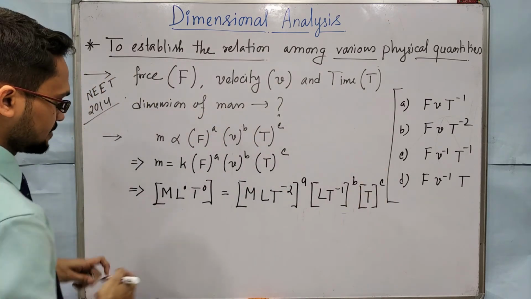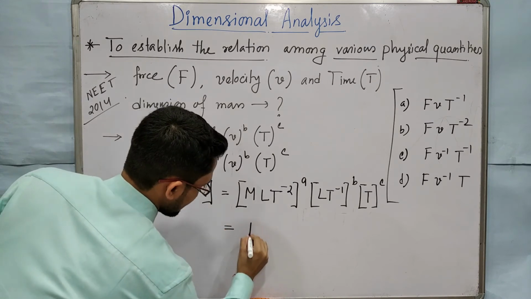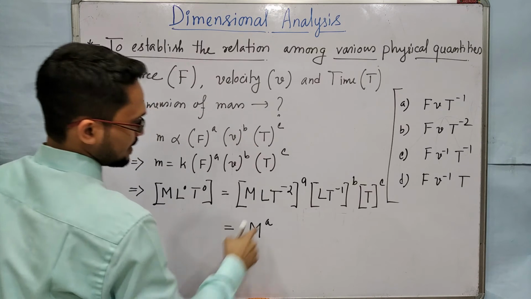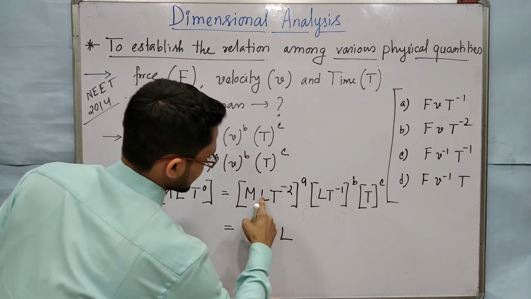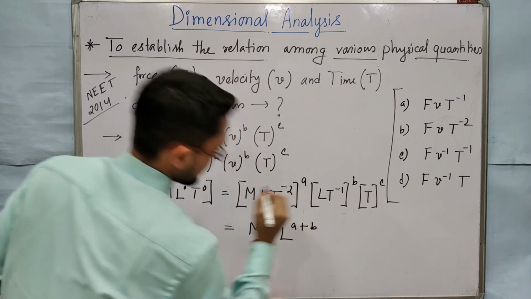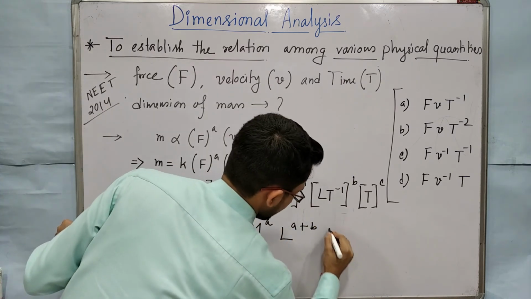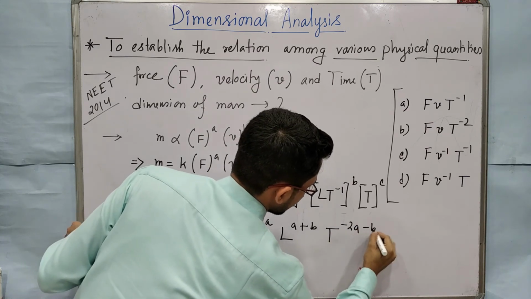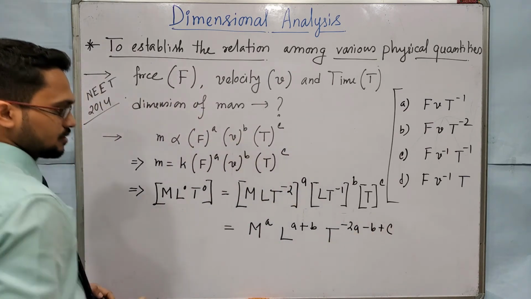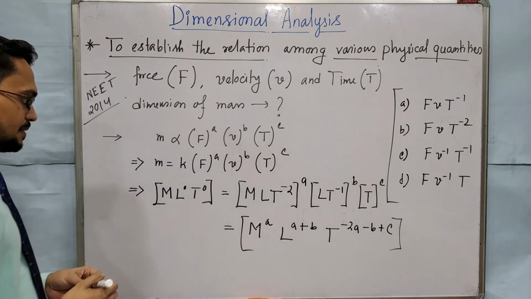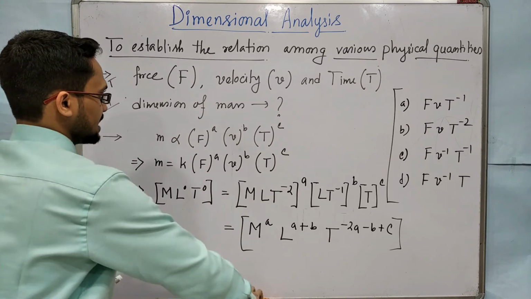Okay. Now M to the power what? Only one M, so M to the power A. Then L to the power here A, here another B. Then T to the power minus 2A minus B plus C. Okay. Now what is the step? To equate the powers on both sides.